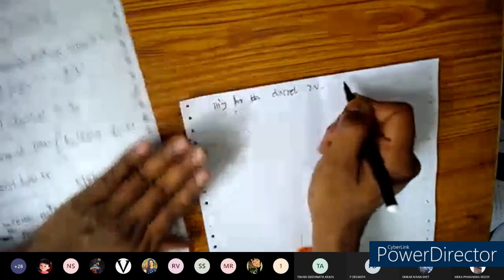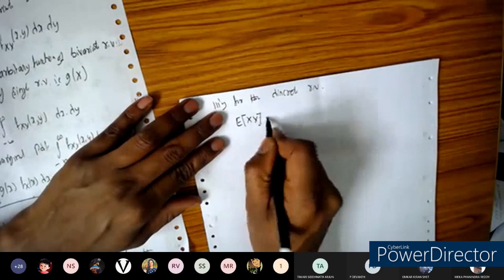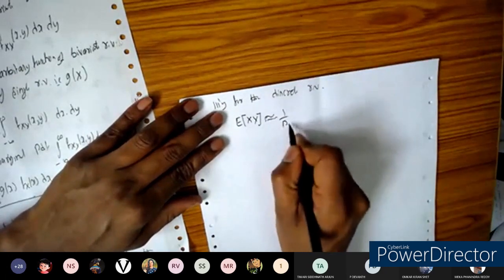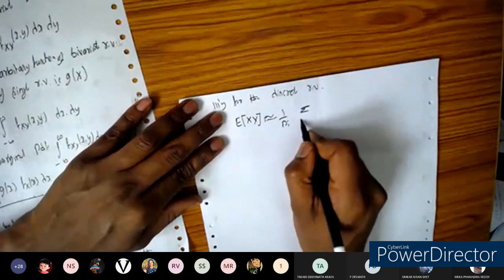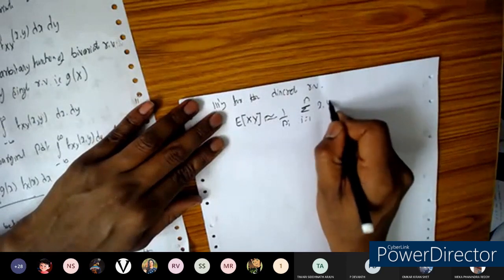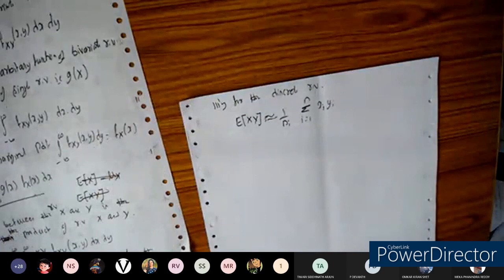The expectation is nothing but the averaging. So it is taken as averaging: 1 by N into the summation, with i from 1 to N, of Xi into Yi.